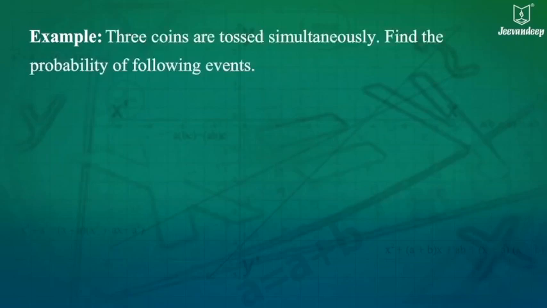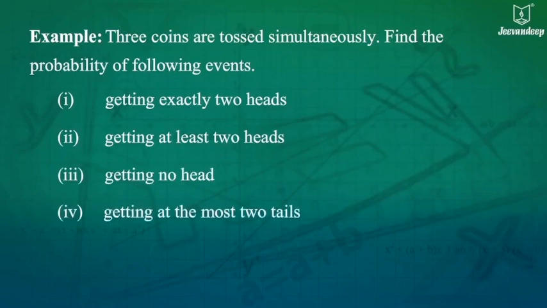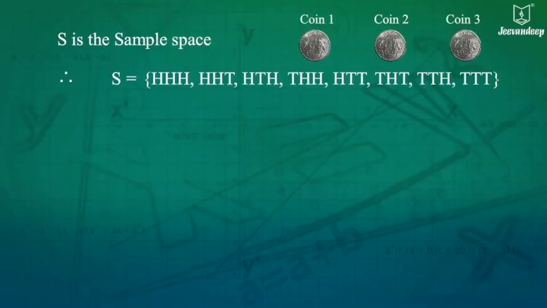Example: 3 coins are tossed simultaneously. Find the probability of following events. 1. Getting exactly 2 heads. 2. Getting at least 2 heads. 3. Getting no head. 4. Getting at the most 2 tails. S is the sample space. S is the set comprising of following elements. Therefore, number of elements in sample space S equals 8.